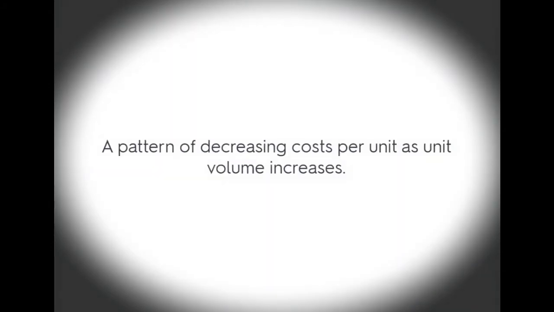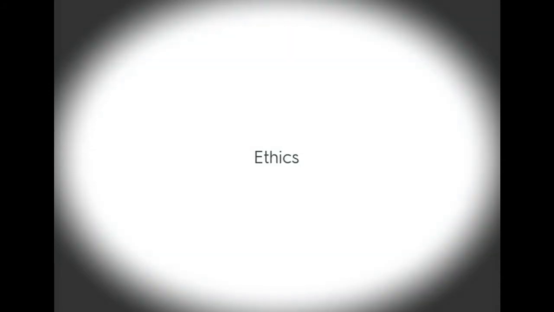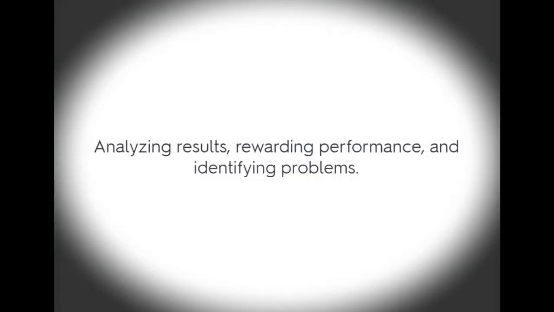Economy of scale. A pattern of decreasing costs per unit as unit volume increases. Estimated manufacturing overhead. Budgeted manufacturing overhead costs that are used to establish the predetermined overhead rate. Ethics. The basic moral principles that govern an individual's behavior. Evaluating. Analyzing results, rewarding performance, and identifying problems.